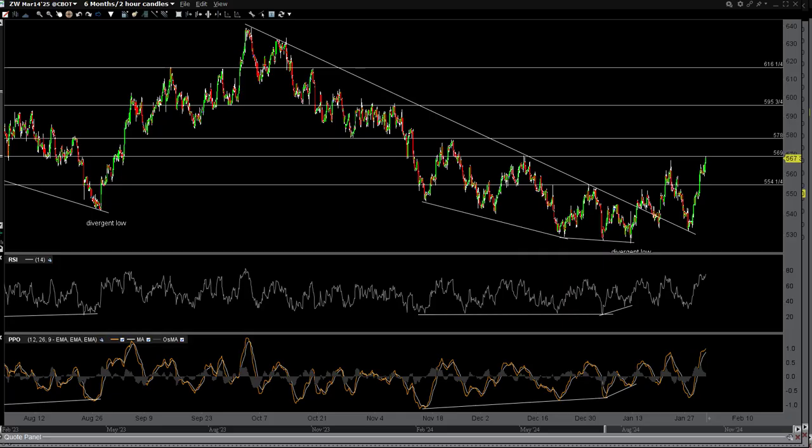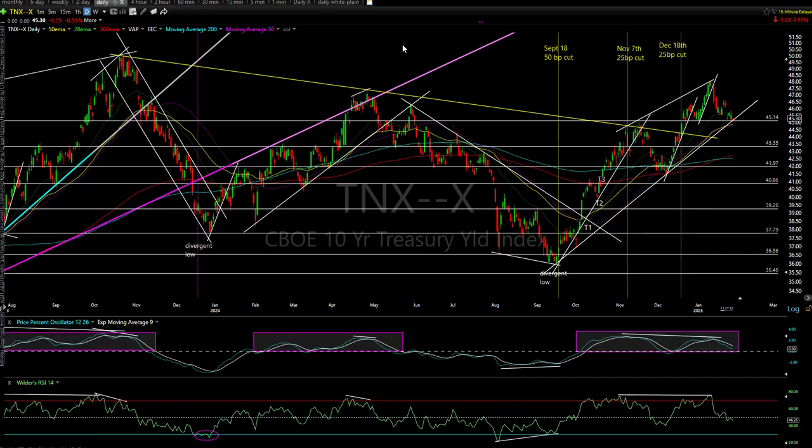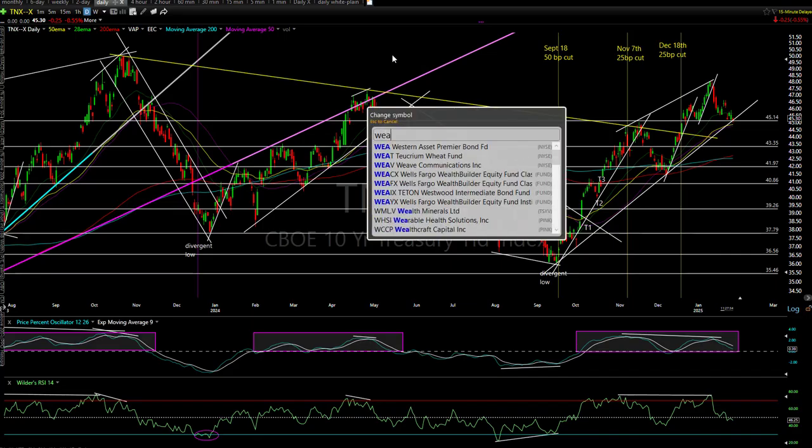And that's about it. I told you the grains still look good after the breather they took. We had the beautiful breakout, big bullish falling wedge right there, divergent low, breakout, back test, second back test, rallied. Now we just hit my 569 target on ZW wheat futures. The grains still look good, WAT.